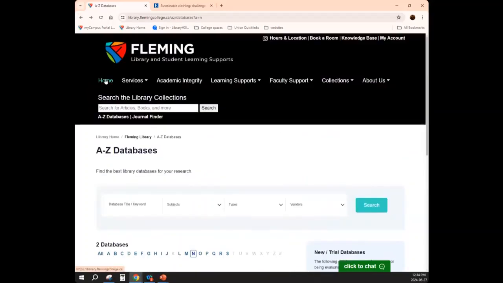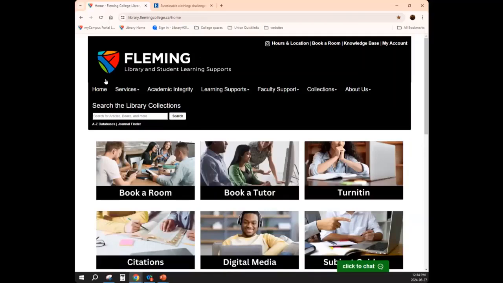Okay, back to the home page here. The next thing I want to look at is a very specific database. Again, it's not Newsbank, but it's called Global Data Explorer, and it is specifically for some market research.